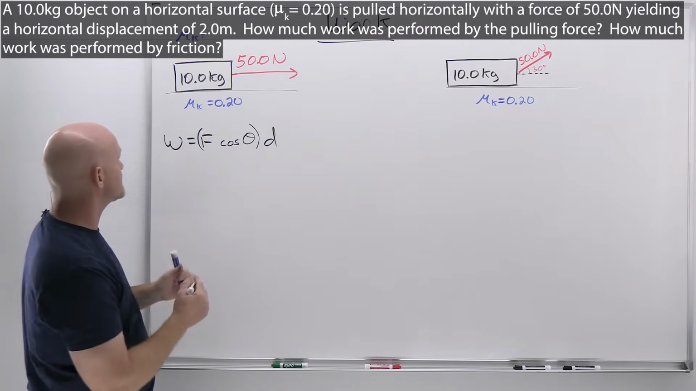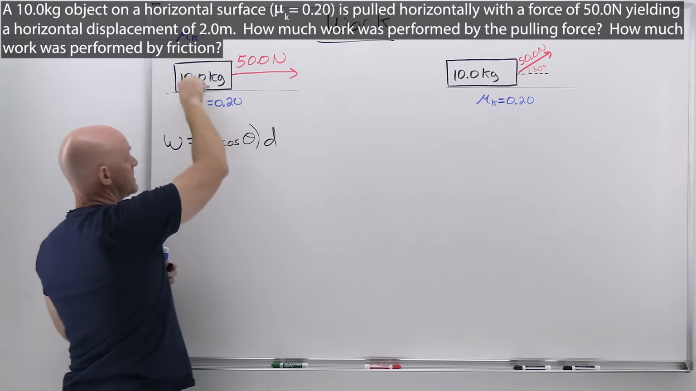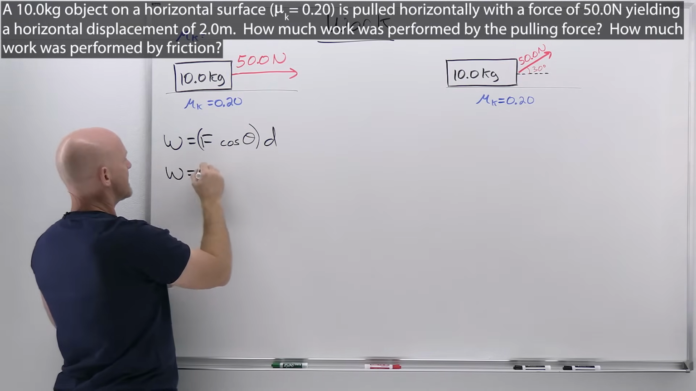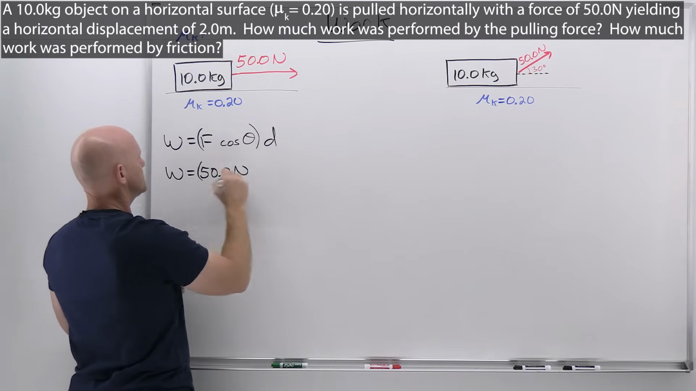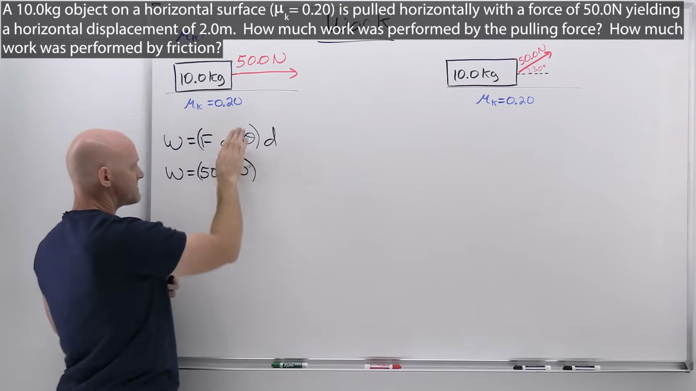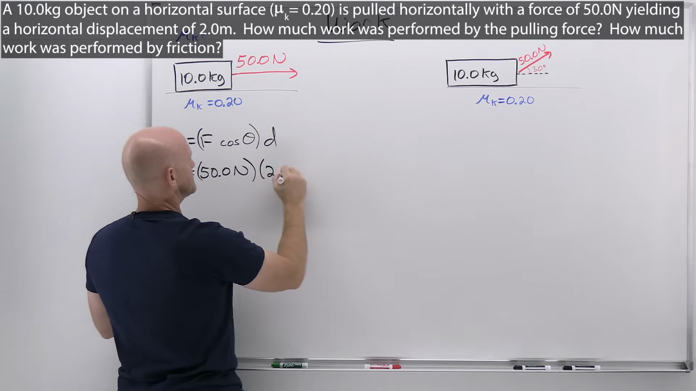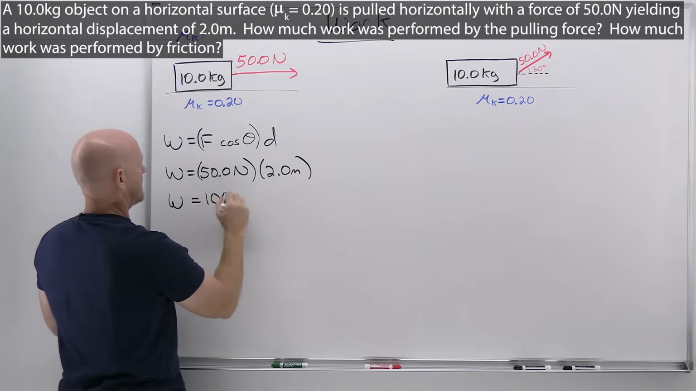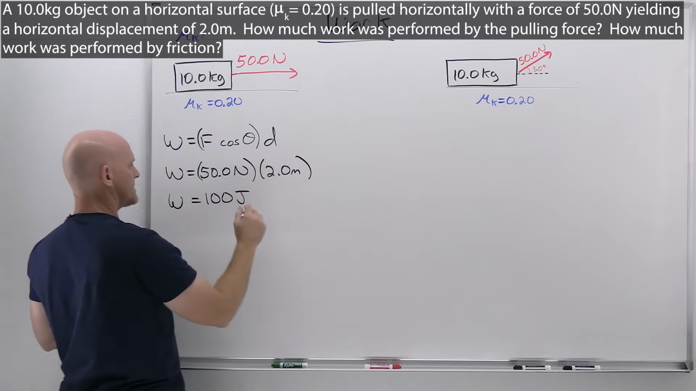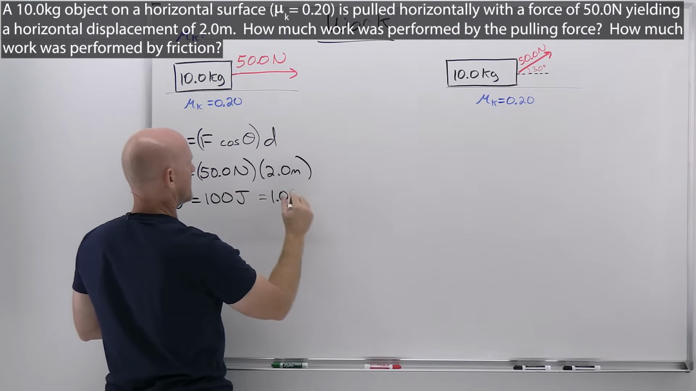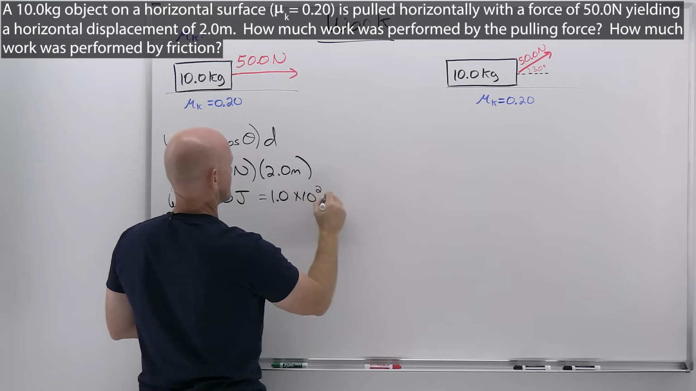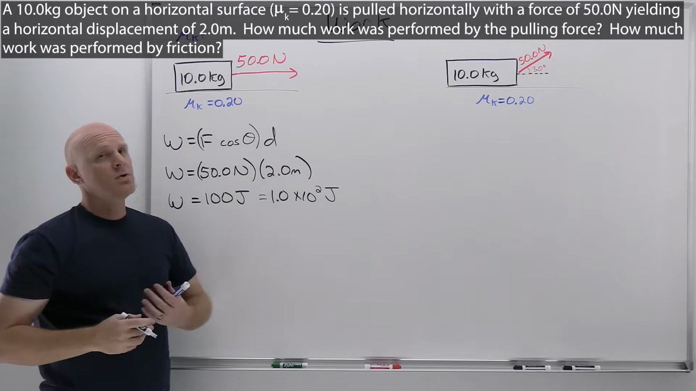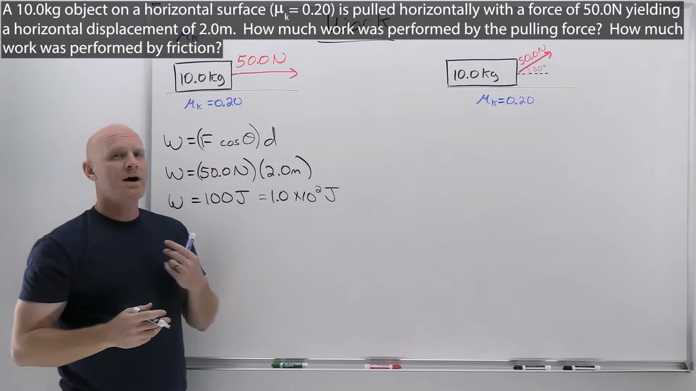All right, and so from this case, if we look at the pulling force, the pulling force is in the horizontal direction, and so is the displacement, and so we're just going to have 50.0 newtons. Cosine of 0 is 1, so that falls out, and then times that 2.0 meters. We're going to get a work of 100 joules. And again, if I want to write that in 2 sig figs, I'll make that 1.0 times 10 to the second joules. All right, so that is the work done by the pulling force. Now what about the work done by friction?